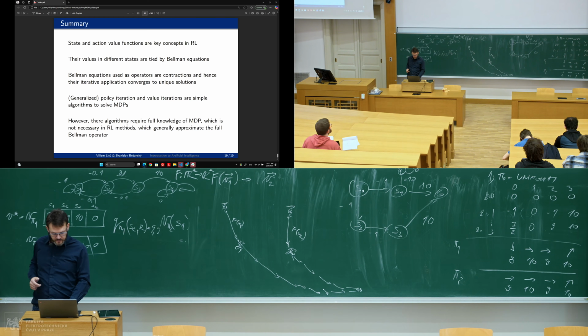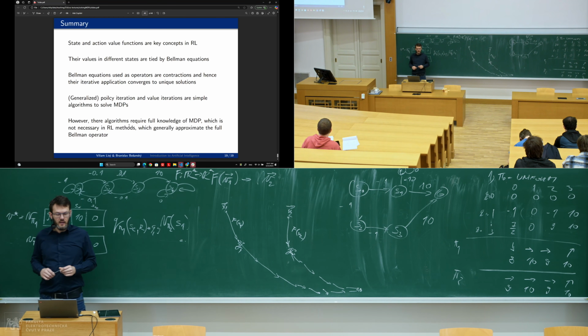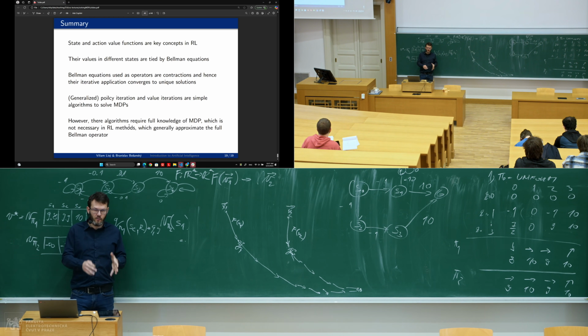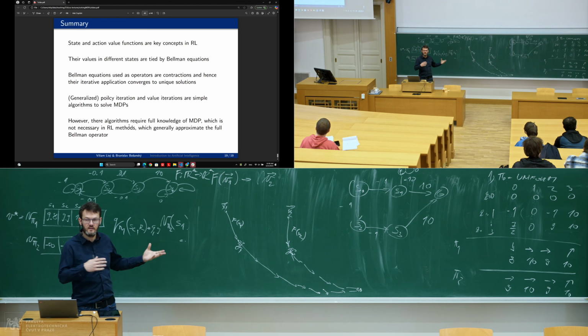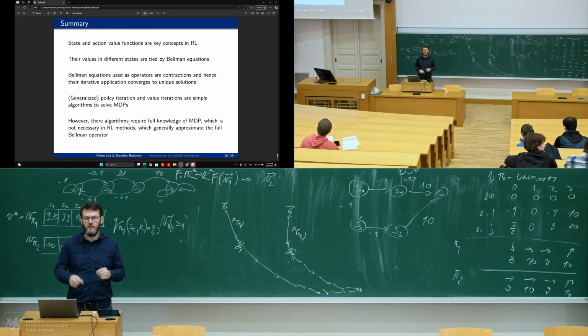And even though these algorithms required full knowledge of the MDP, they can be easily generalized to not include the full knowledge, and that's what we'll be talking about next time. It will be basically, again, an approximation of this, just based on very limited knowledge about the environment.